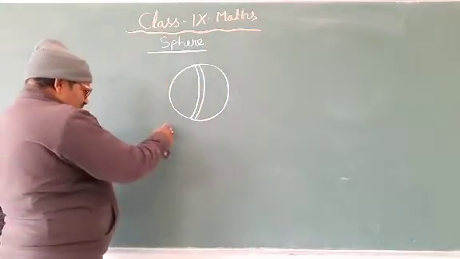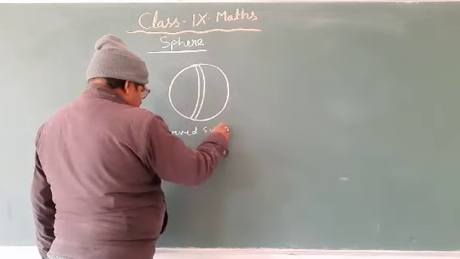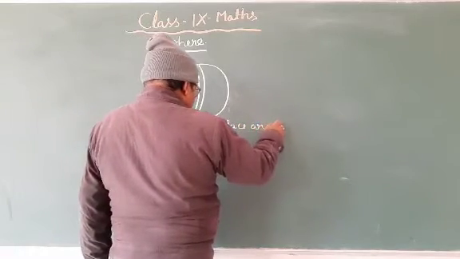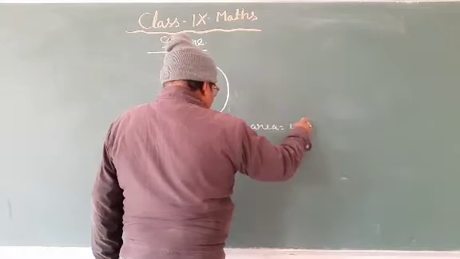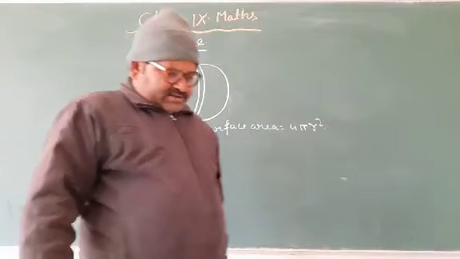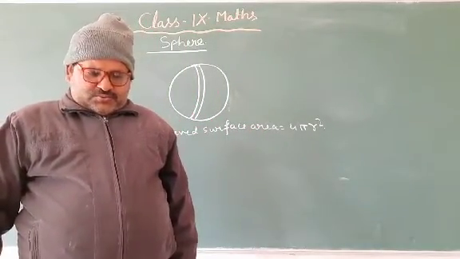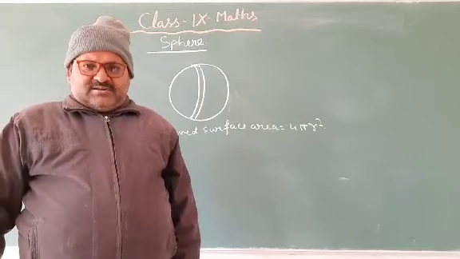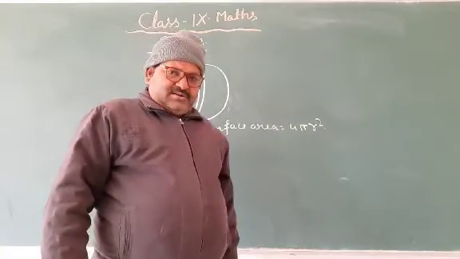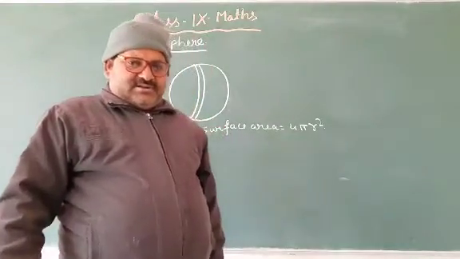So the curved surface area is equal to 4 pi r square, where d is the diameter and r is the radius.